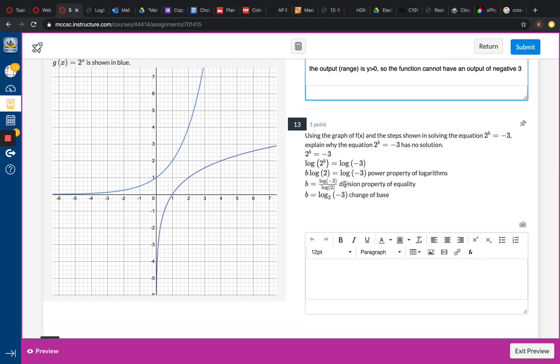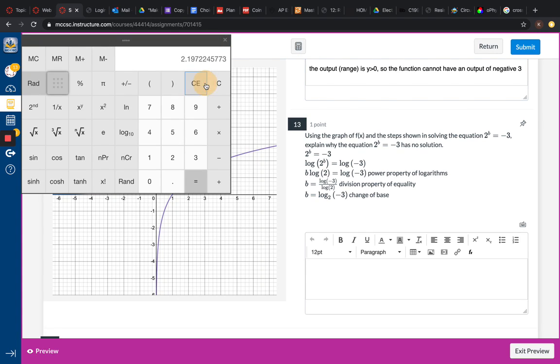All right, 13 is looking at the purple graph. So if I solve this equation, these are the steps that I would be doing. Now you might not even do this last step. You might just try to type that in your calculator. If I tried to do the log base 10 of negative 3 divided by the log base 10 of 2, it's going to say not a number. It doesn't work. It gives us an error message. On my graphing calculator, it would say a domain restriction. This doesn't work.